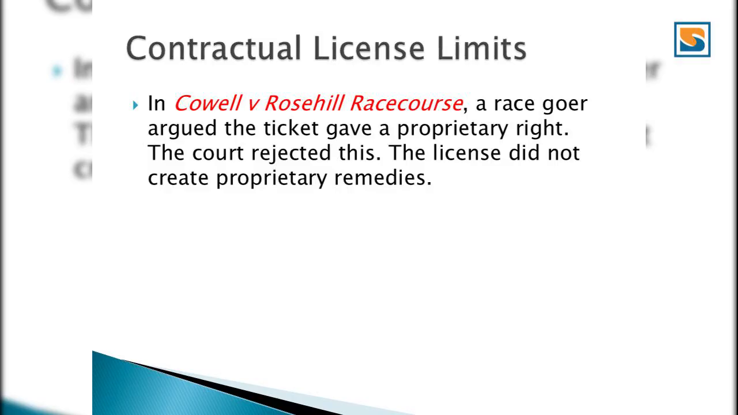In Cowell v. Rosehill Racecourse, a person went to the races and said that because they bought a ticket, they owned a special legal right over the racecourse, like owning part of the property. The court did not agree. The judges said the ticket only gave permission to enter, it did not give any ownership rights in the land. So the ticket was just a license, not a proprietary right, and the person could not use property law remedies to enforce it.